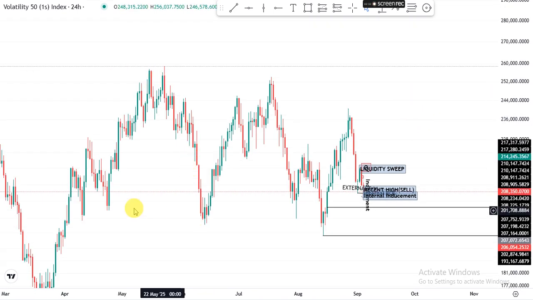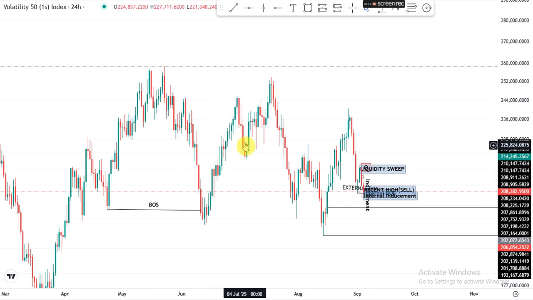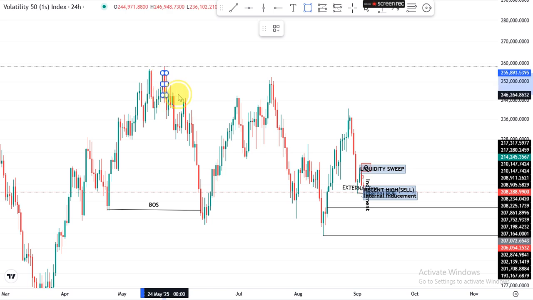You see the market broke this; this is a break of structure right here, called BOS. Once there's a break of structure, the market will want to go back to the origin that caused the break of structure. You can see the market came up here, gave an inducement, and it came to the origin. This particular candle here is the origin that gave this break of structure.